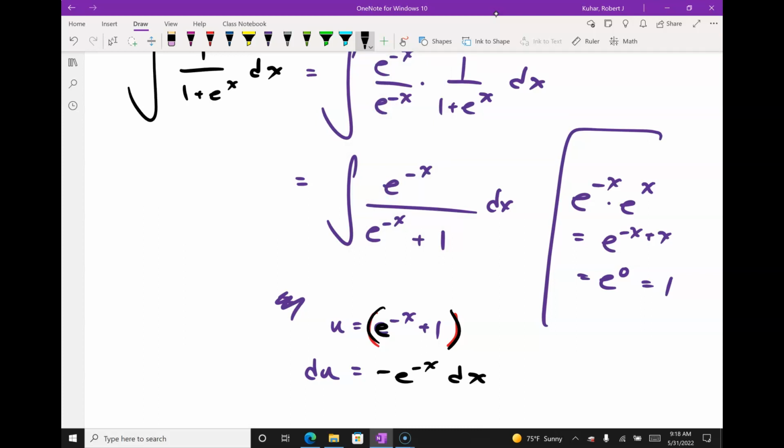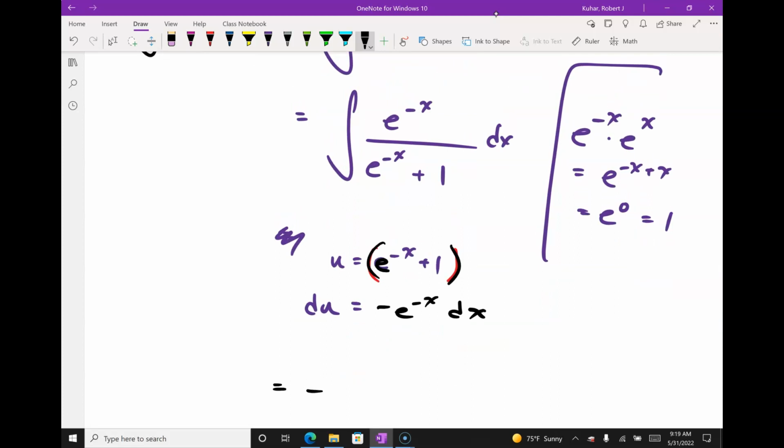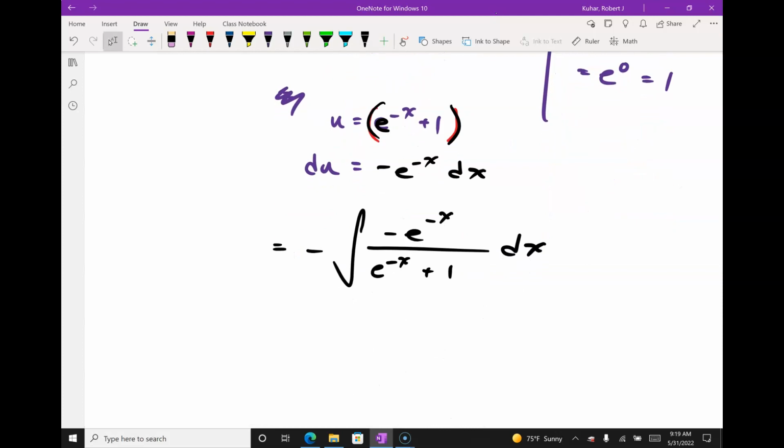I got to use that chain rule, right? If I have a complicated inside, I got to make sure I take the derivative of the outside, evaluate it at the inside, times the derivative of the inside. So it looks like my integral needs a negative on the outside and a negative on the inside. So now you notice my whole numerator is du. Make sure you're with me here.